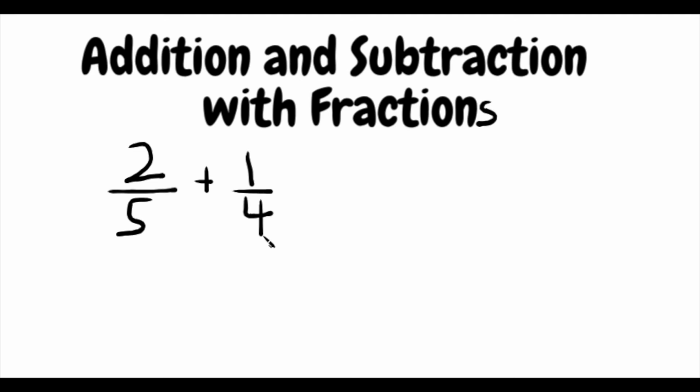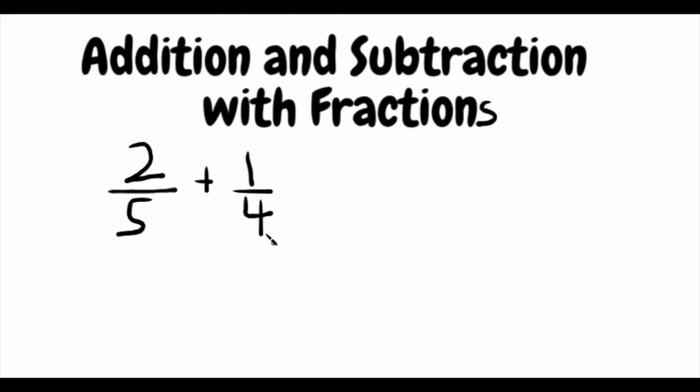Okay, so what you really need to do is get a common denominator. The key with addition and subtraction with fractions is to get a common denominator. That's a fancy way of saying we need the denominators to be the same exact number. We've got a 5 in this denominator and a 4 in this denominator. They're not the same number, so what are we going to do?